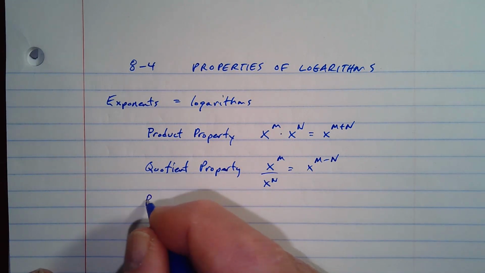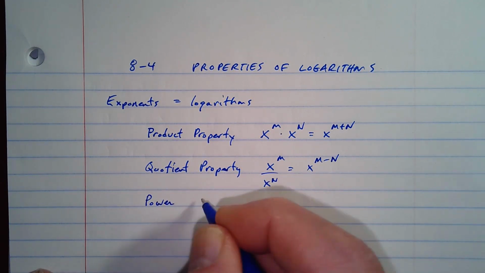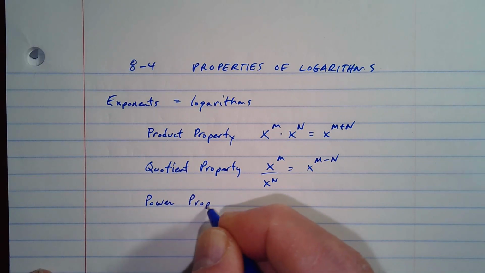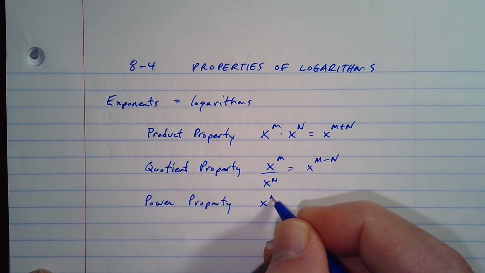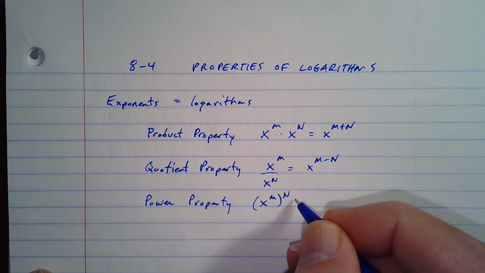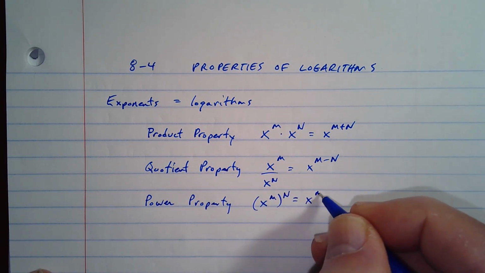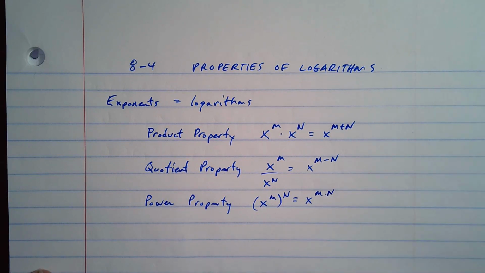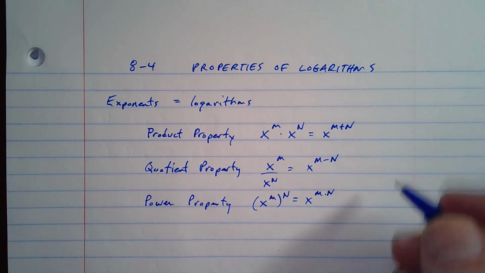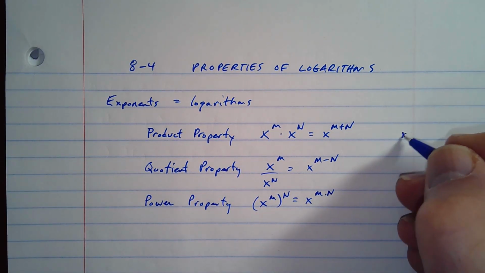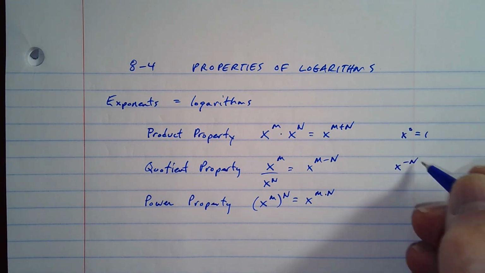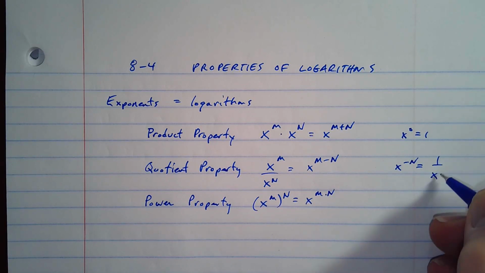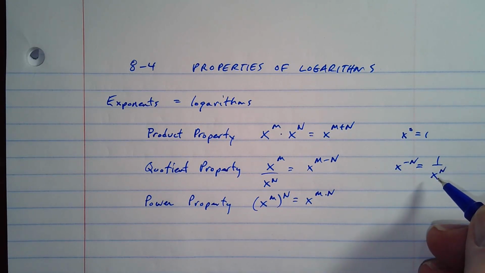And then the last one is the power of powers. So the power property, for short, would be if I have a power raised to a power, then that's when I actually multiply the exponents. And I left off the simpler ones. x to the 0 equals 1, x to the negative n equals 1 over x to the n. Jump the line, change the sign.